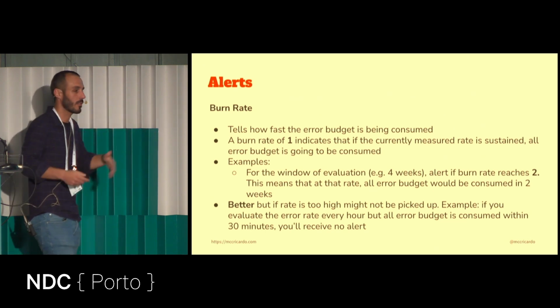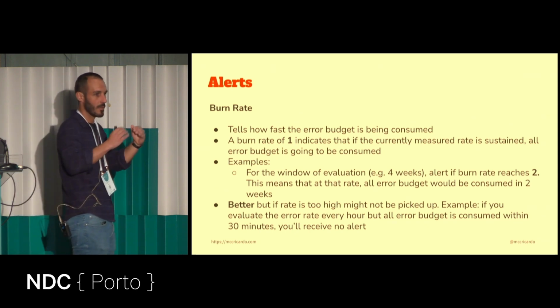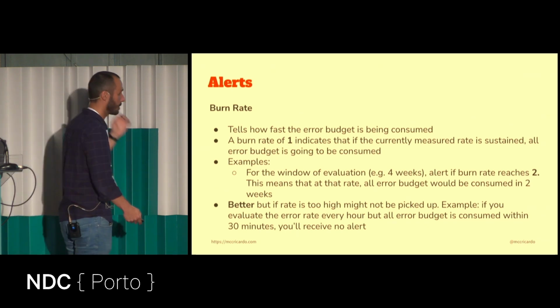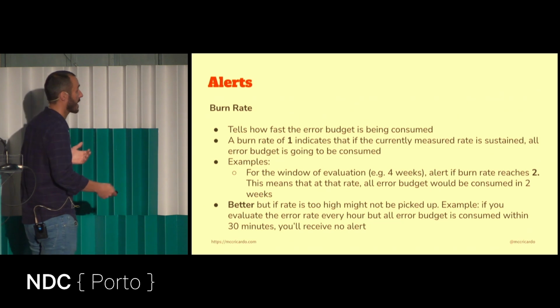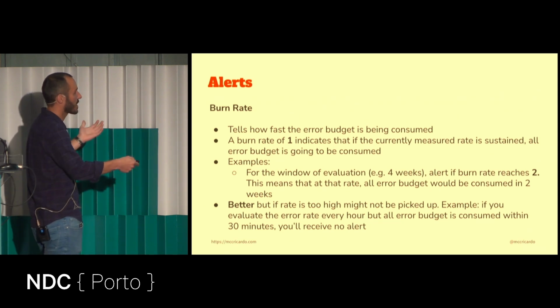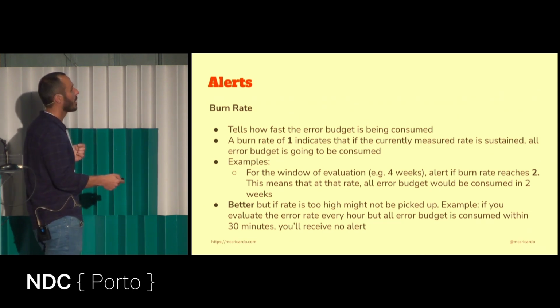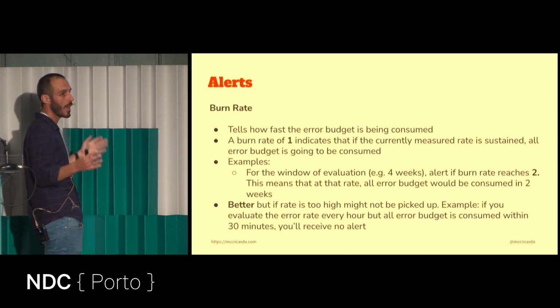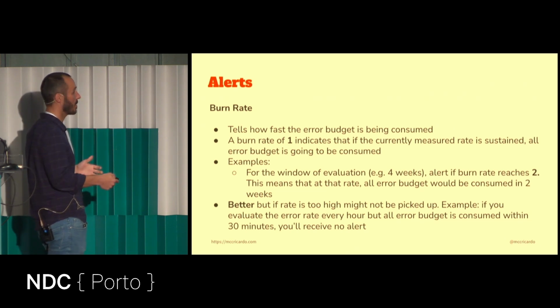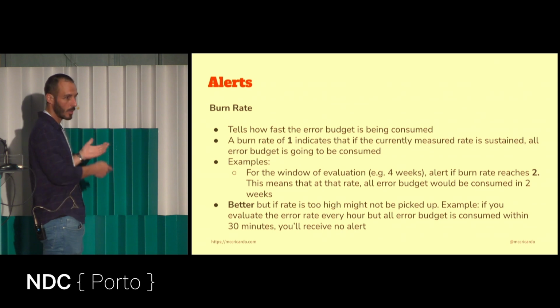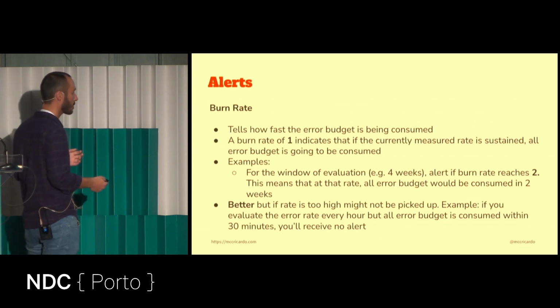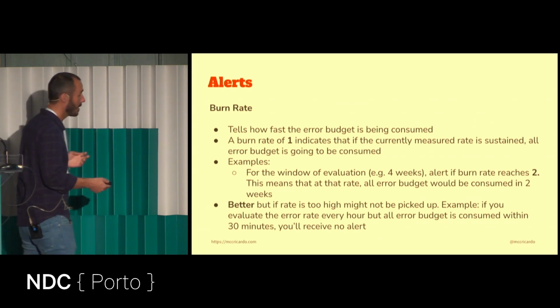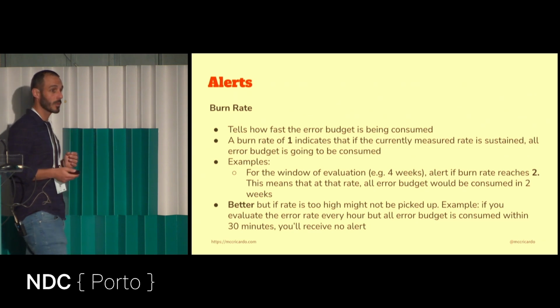That can mean, I don't know, X amount of requests that can be over a certain latency, for example. And so here is an example. For the window of evaluation, for example, 4 weeks, an alert, if we have a burn rate of 2, this means that I will burn all my error budget in half that time. So it will mean that after 2 weeks, I will have no error budget. Probably I should do something at this point. It's better, but it still has a problem.